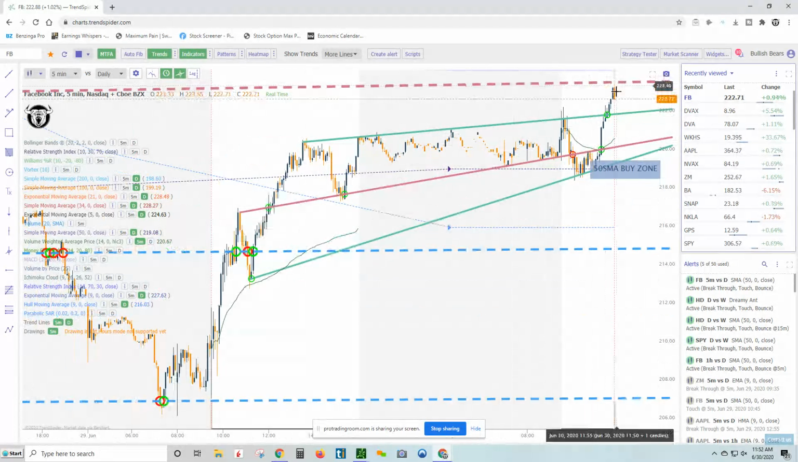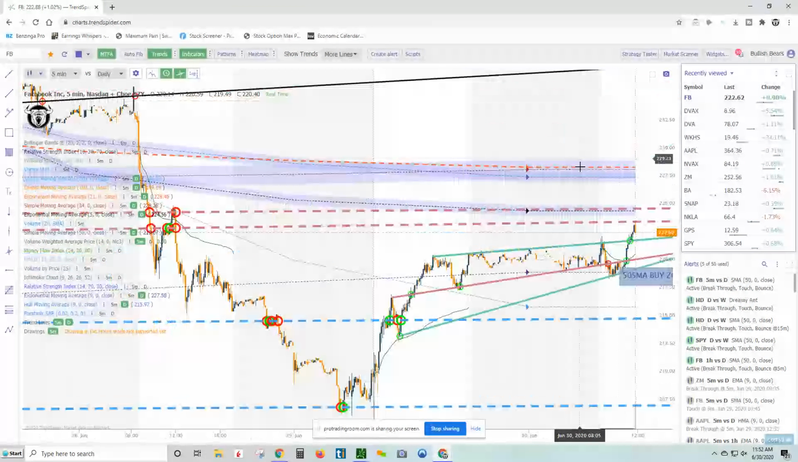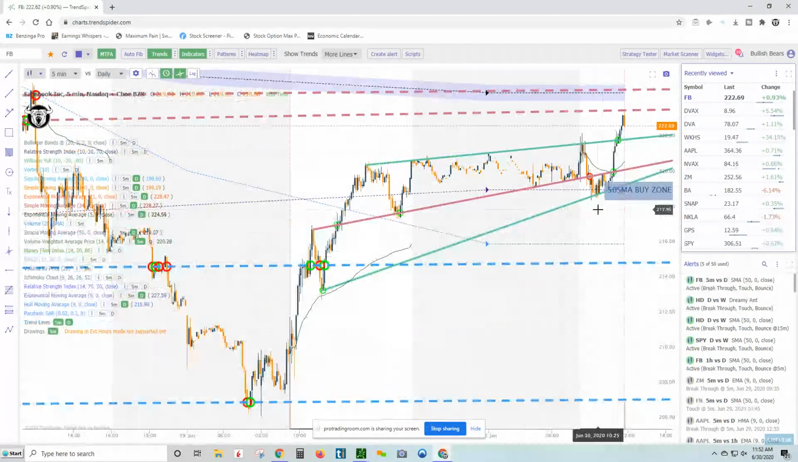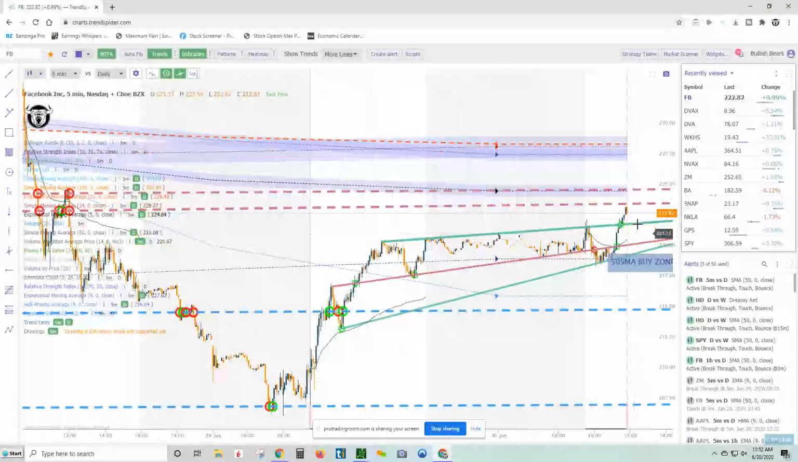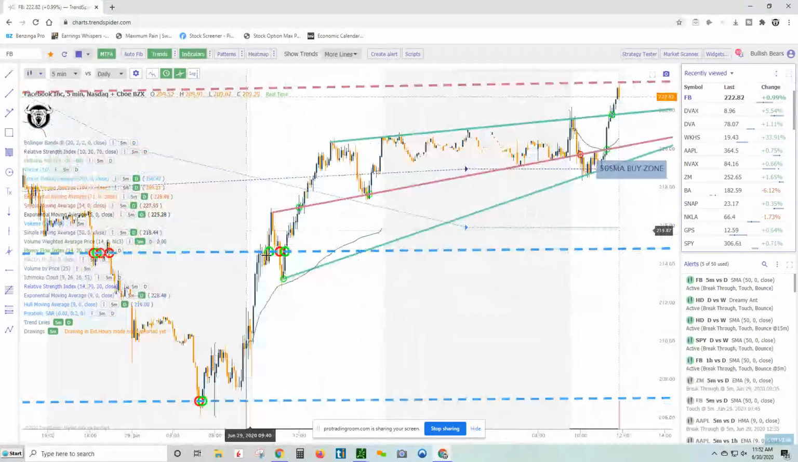So here we go. Look at the way this is rejecting right here. TrendSpider is pretty on the money with the trend lines, I will say. And yeah, there are several different ways to make money when a stock starts running. CB is taking a short right here. That's a great idea for a short scalp.